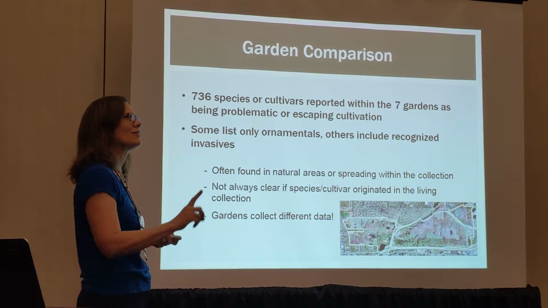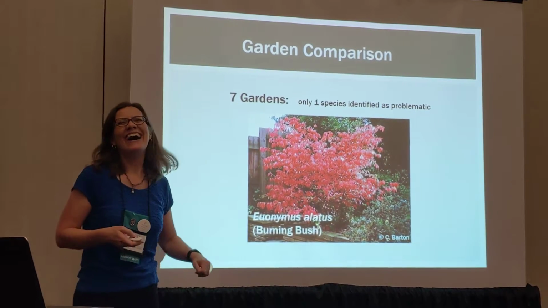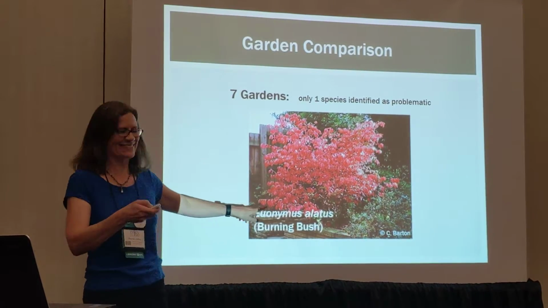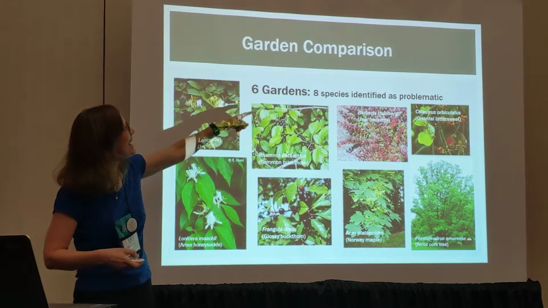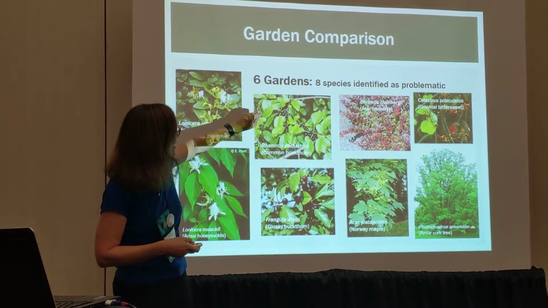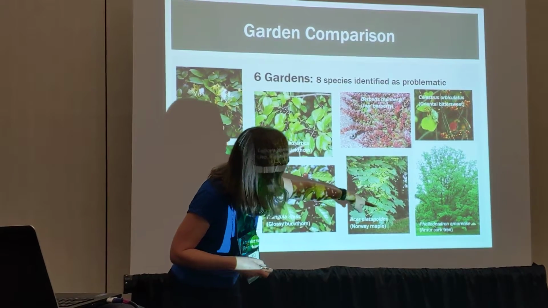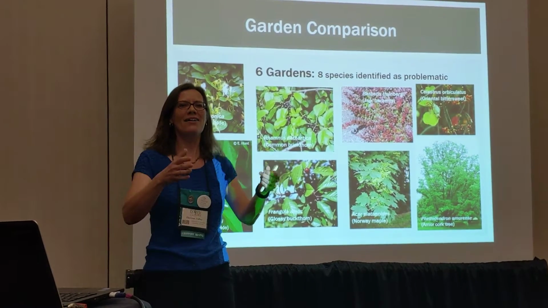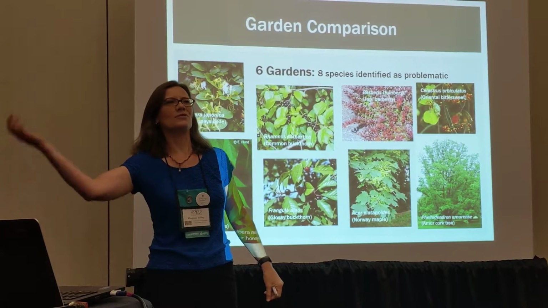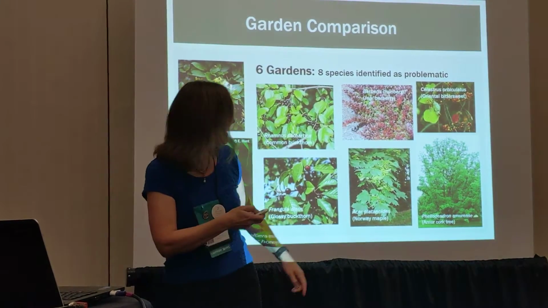So what is that, 1 minute? We're going to go fast. Across all 7 gardens, there's one species that was a problem: the burning bush. In 6 gardens, we had 8 species: Japanese honeysuckle, amur honeysuckle, both common buckthorn and glossy buckthorn, Japanese barberry, Norway maple, amur cork tree, which is really cool because they're dioecious. They got rid of the females, but the males have a branch that suddenly will start producing fruits, and no one knows why. Whoa. Ornamental Asian bittersweet, and that's it.